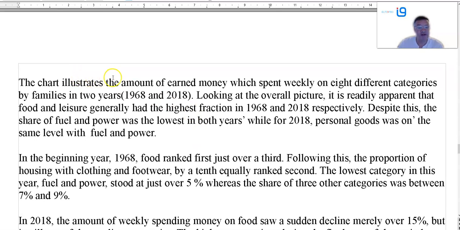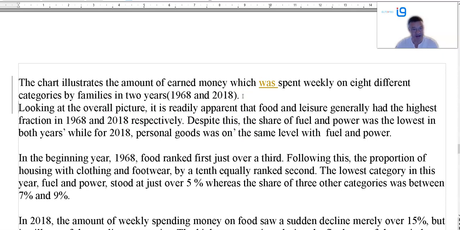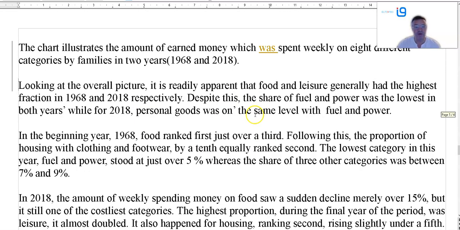The chart illustrates the amount of earned money which was spent weekly on 8 different categories by a family. So now that's better. Okay. Overall picture readily apparent. Food and leisure generally have the highest fraction. Fraction, you mean percentage, it's not a fraction.